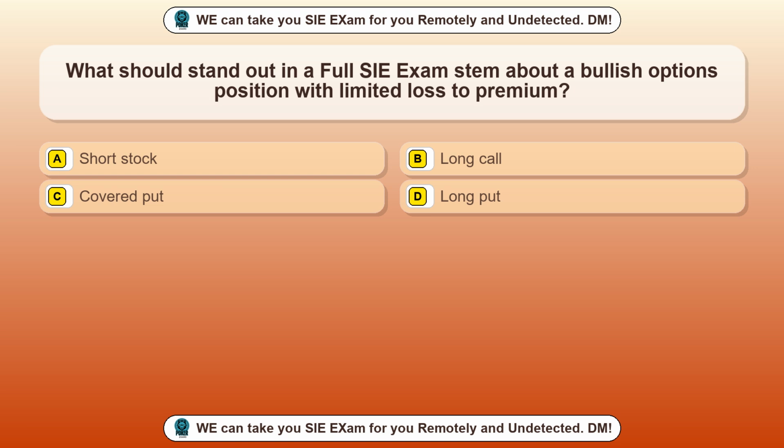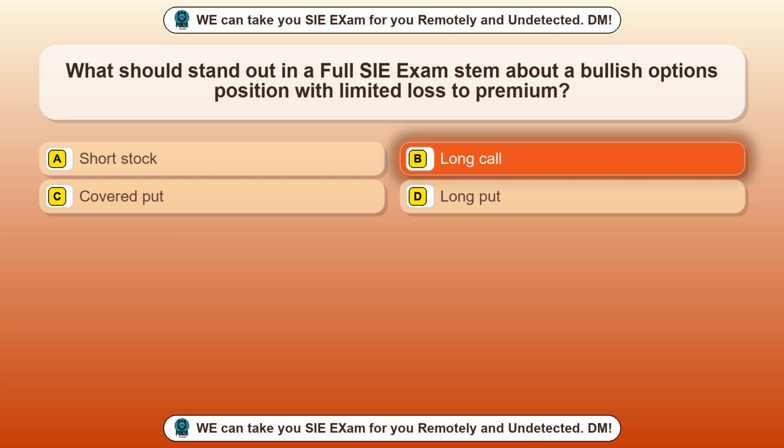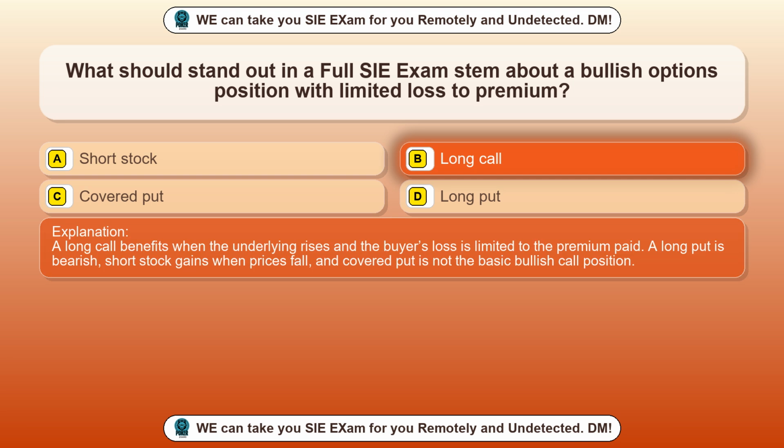Option A, short stock. Option B, long call. Option C, covered put. Option D, long put. The correct answer is option B, long call. A long call benefits when the underlying rises and the buyer's loss is limited to the premium paid. A long put is bearish, short stock gains when prices fall, and covered put is not the basic bullish call position.